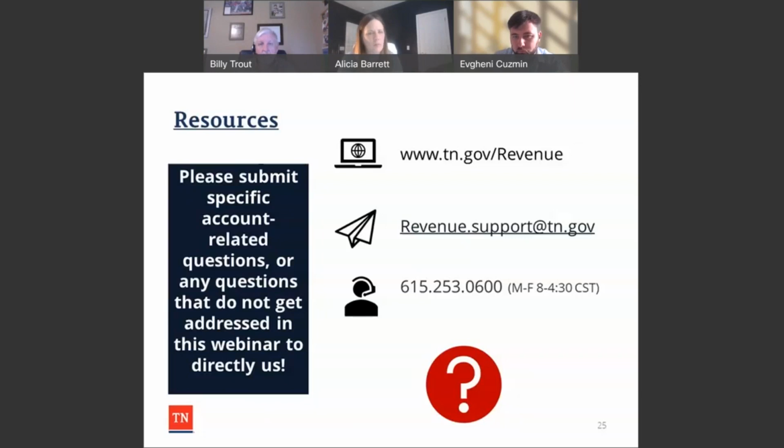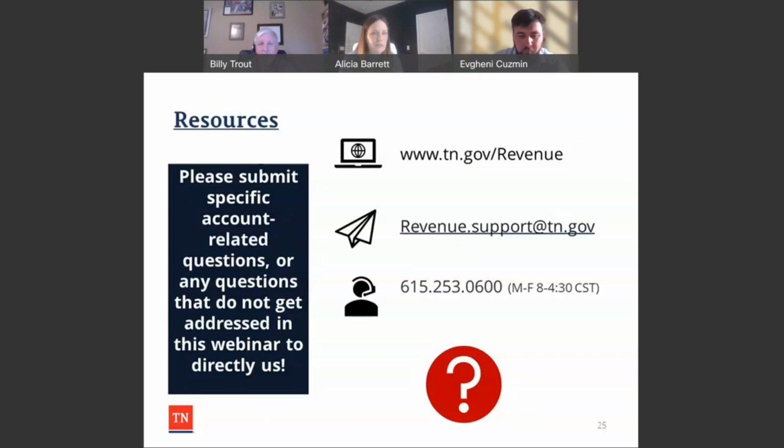And once you've been in business for the year, there's a couple of different ways you can do it. You can do it through Revenue Help, or you can call in to 615-253-0601 and request for that filing frequency to be changed. The account will be reviewed. You will have to send a request in writing, so Revenue Help might be the best way to go.